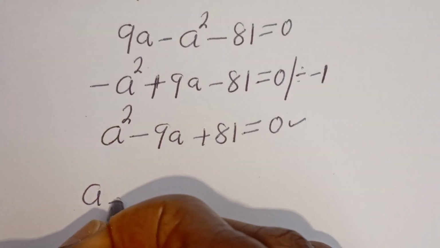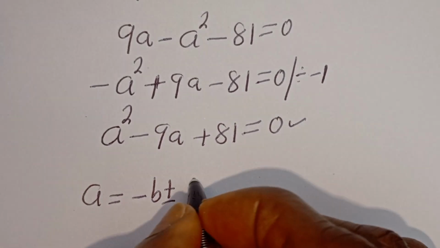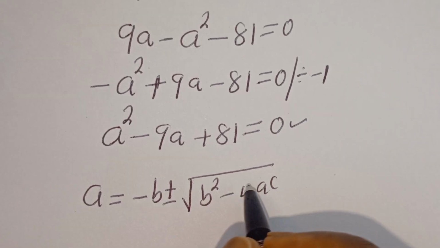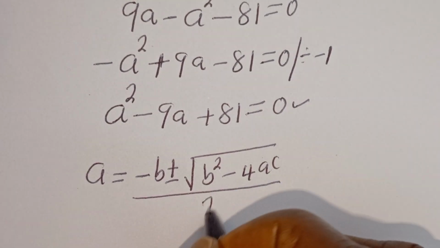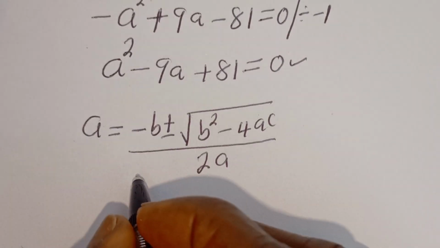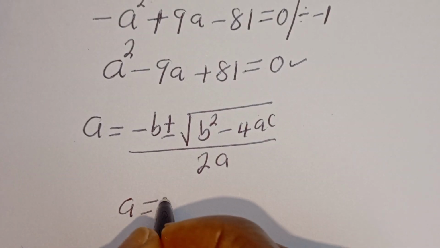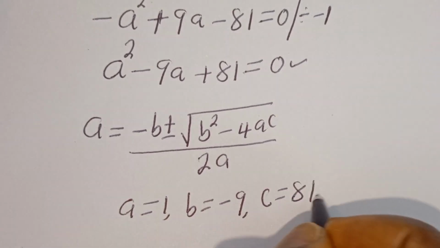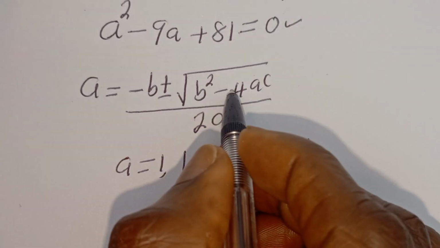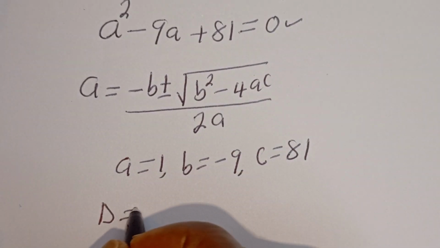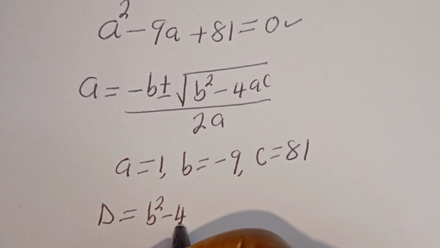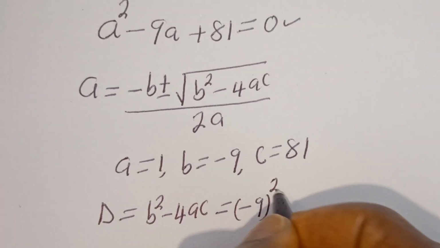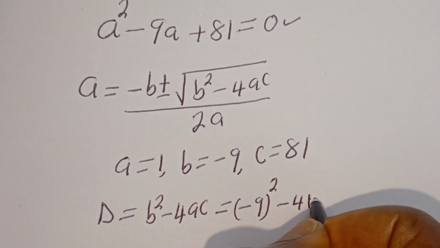We have a is equal to minus b plus or minus square root of b squared minus 4ac, which is the discriminant, divided by 2a. And from this equation, a is equal to 1, b is equal to minus 9, c is equal to 81. Let's consider the discriminant here.